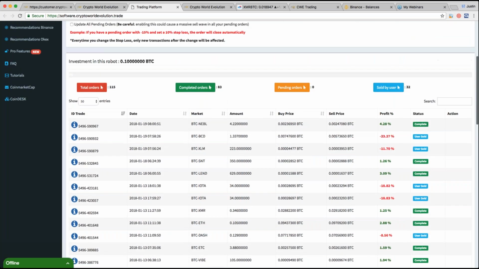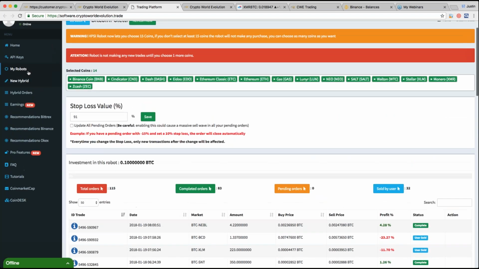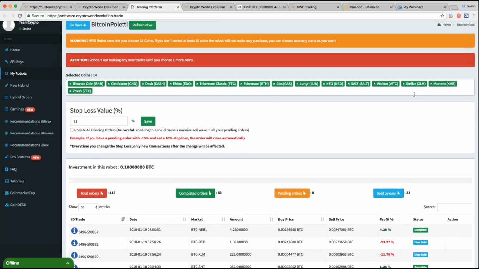All right, so this was one of my bots, 83, it closed out. I wish I could find the other one, but that's how the HPSI works, guys. And you can see here that it was the 15 coins that at that time were in here. And I just took one out just to stop the bot. I have all these ones paused from the beginning.